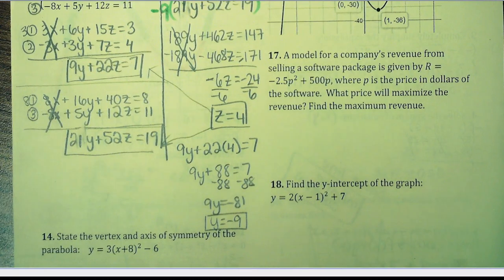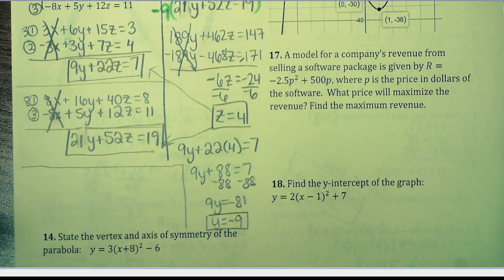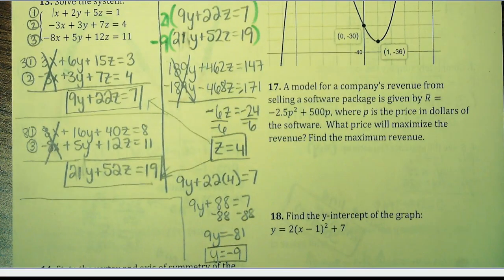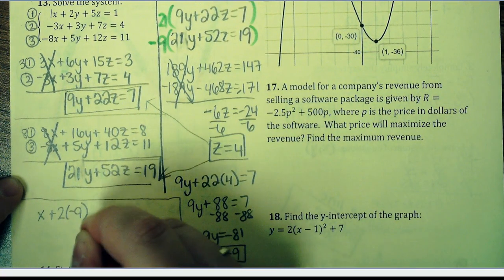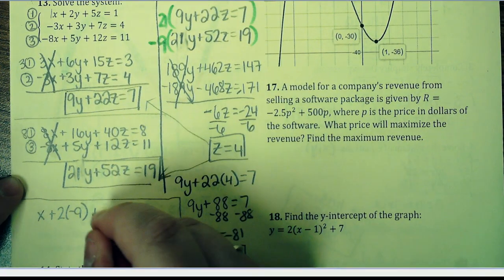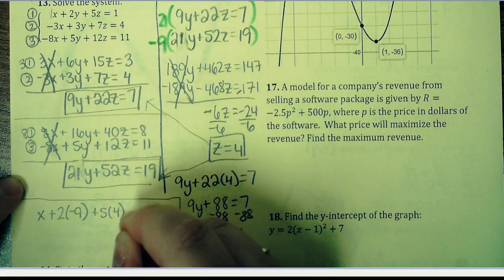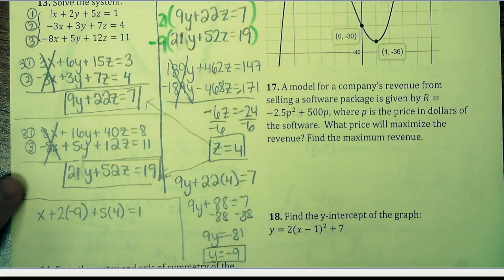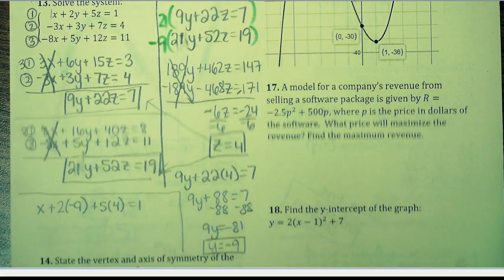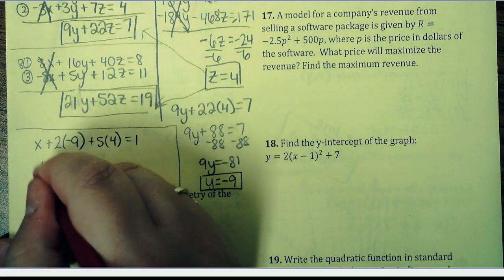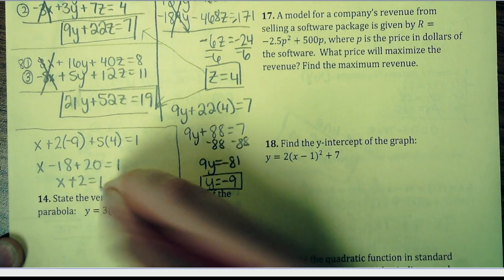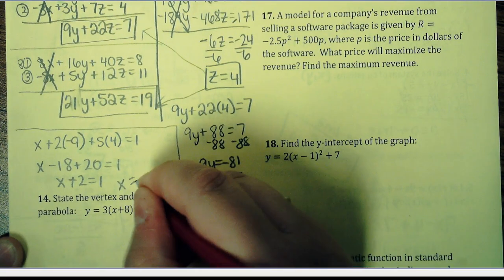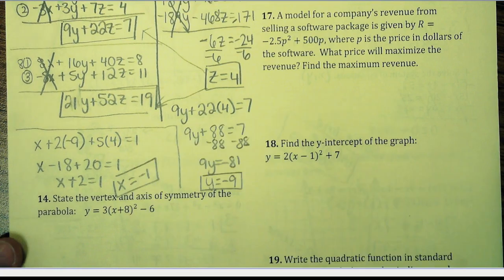Now, to get my final answer to the question, I need to plug this back into one of the equations that has all 3 variables. Let me see if I can slide this down so I can get on the screen. I'm just going to use that very first equation. 1 plus 2 times y, and I know y is -9 now, plus 5 times z, and I know z is 4. And this is supposed to be equal to 1. You could use any of those 3 at the top. This will be -18, 20. So this is going to be x plus 2 is equal to 1. If I subtract the 2 from both sides, x is going to be -1.